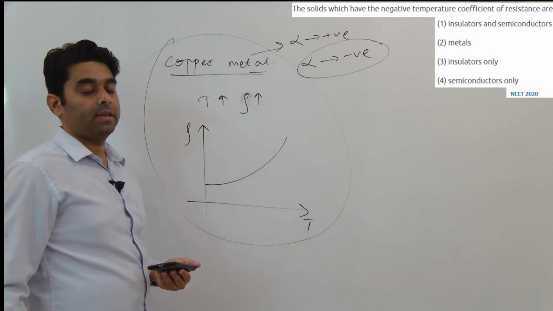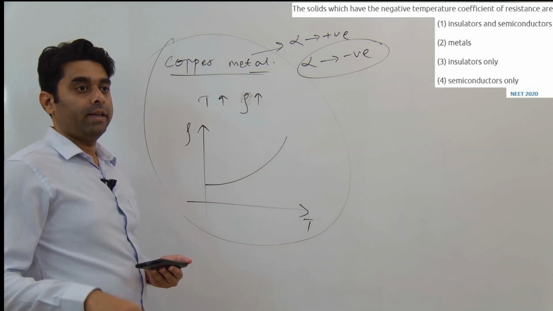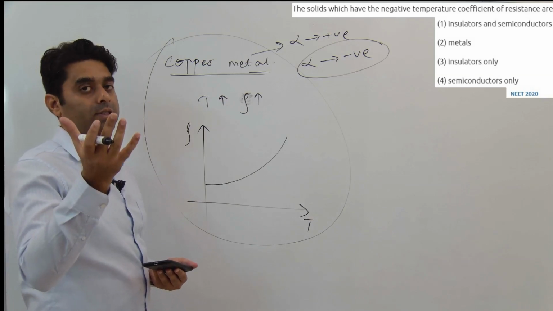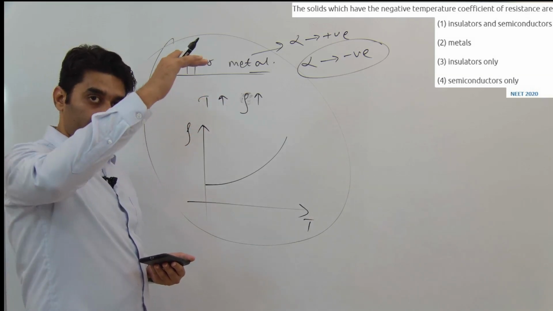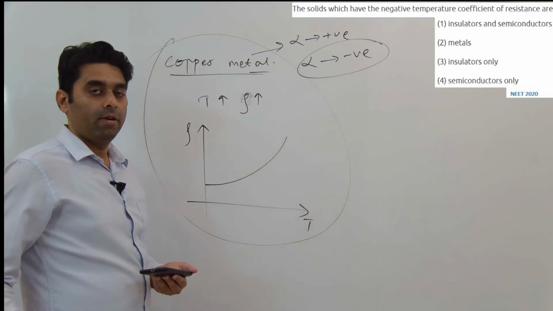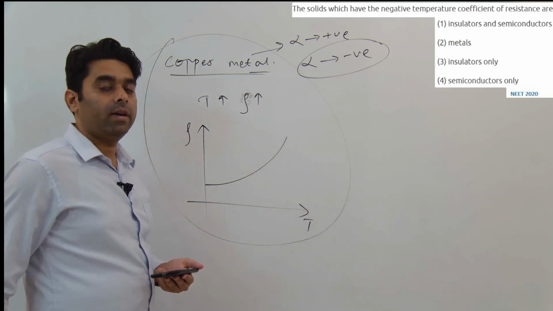For semiconductors and insulators, alpha is negative, because in semiconductors with increase in temperature the number of free electrons starts increasing, and therefore the resistivity starts decreasing. That's why alpha comes out to be negative. Fine. So option number 1 will be our correct answer.